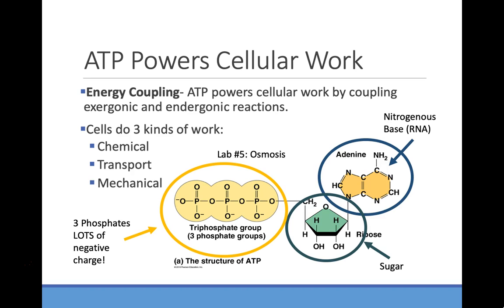It can do three types of work. It can do chemical work, so it can cause chemical reactions. It can put energy into chemical reactions. It can do transport work. This is the ATP that's involved in our membrane transport that we saw in chapter 5, transport of molecules across a membrane. And then it can do mechanical or movement work. This is work such as moving vesicles or moving microtubules inside a cell.